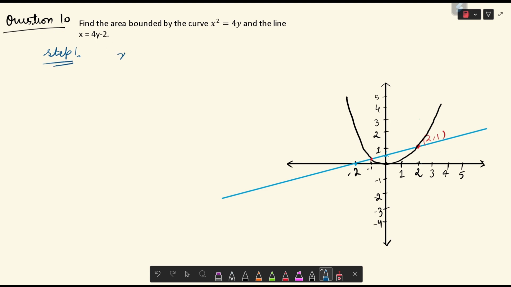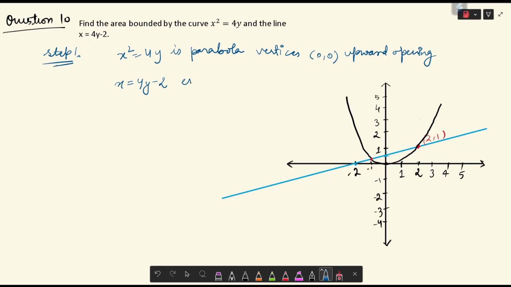The first one is parabola. X square is equals to 4y is a parabola. Vertex इसकी हमारी 0 0 ही है. And if we talk about, okay, upward opening. The second curve is x is equals to 4y minus 2 is equation of a line.